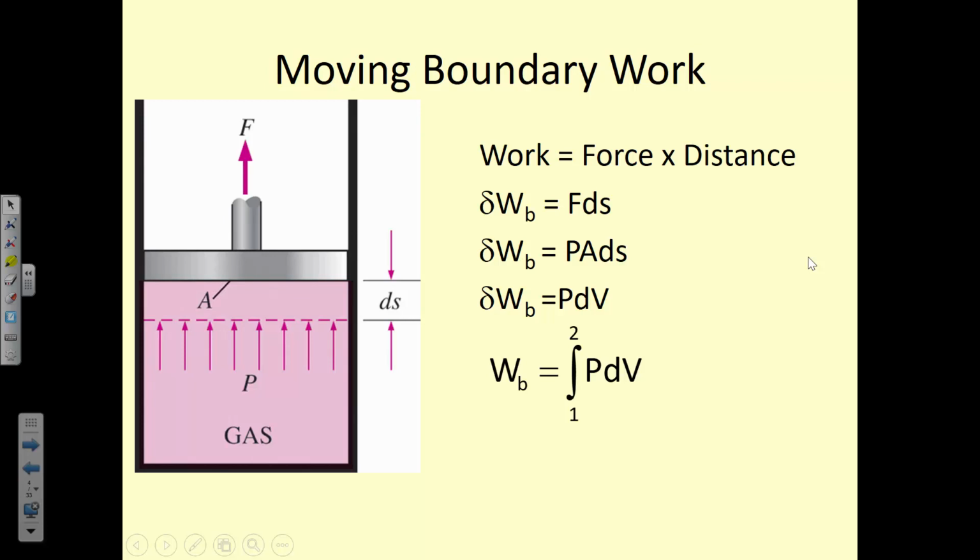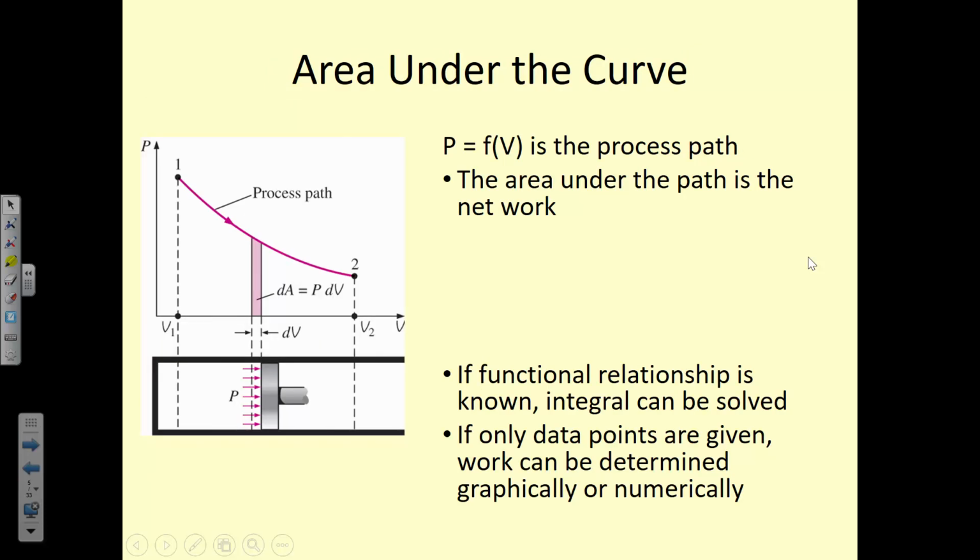If we don't know the functional relationship for the volume and how it changes with the distance of the piston-cylinder device, it becomes a little more complicated. You have to use numerical methods, or you have to know that relationship. However, in many cases it is linear, so it's pretty easy to do. That integral, of course, is the area under the curve on a PV diagram.